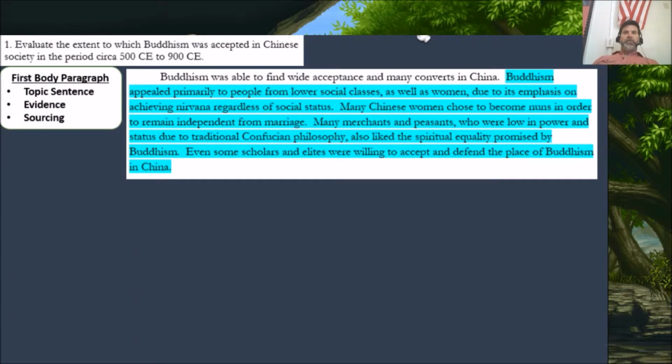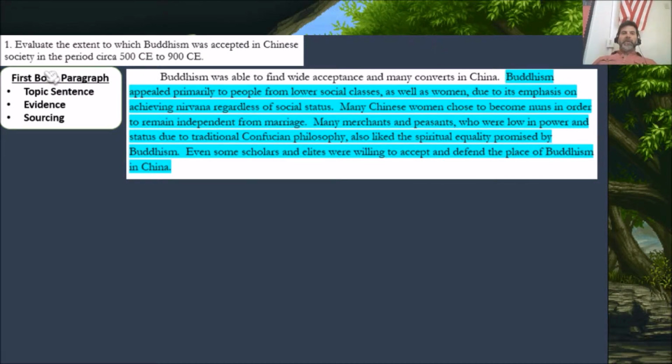So we're now going to get into our first body paragraph. And the way that I like to think about the body paragraphs is by taking one of the arguments you made in your thesis and now expanding upon it, elaborating it in each body paragraph. And you should include the evidence from the documents and from outside knowledge that pertains to that particular argument.